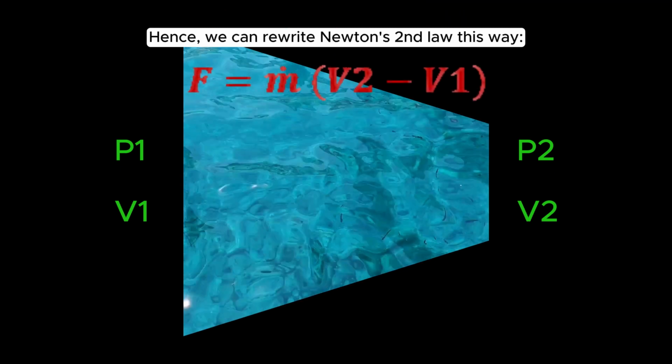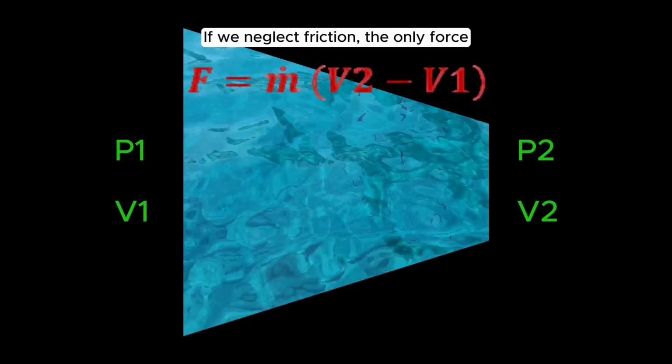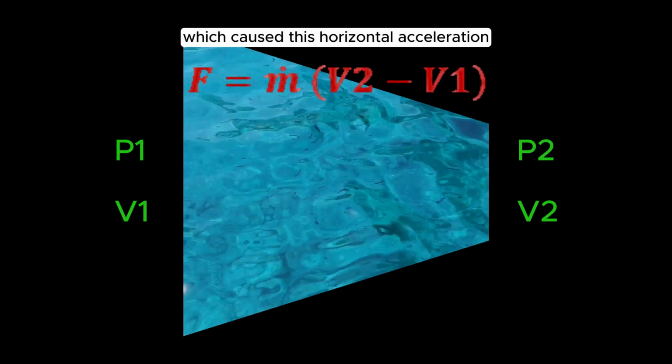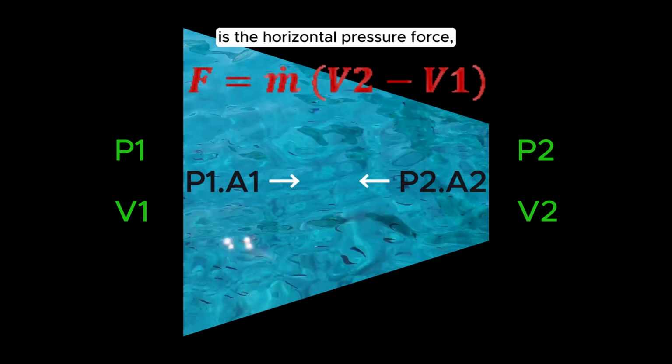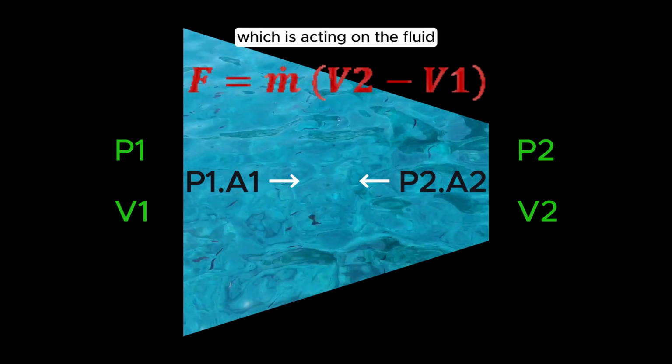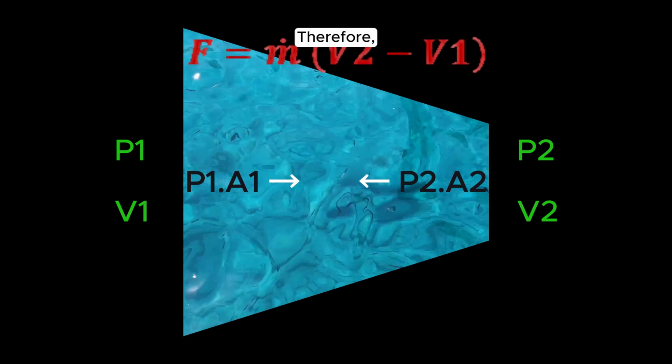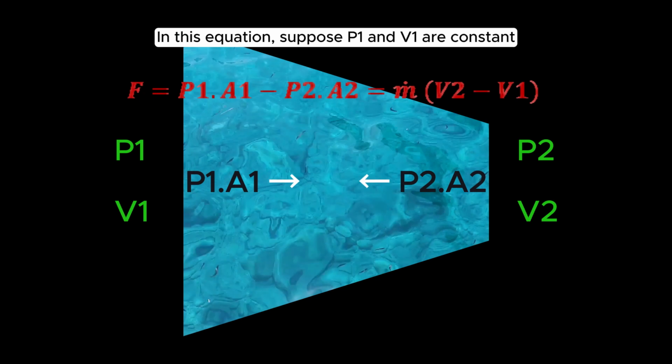Hence, we can rewrite Newton's second law this way. If we neglect friction, the only force which causes this horizontal acceleration is the horizontal pressure force, which is acting on the fluid at both the inlet and outlet. Therefore, the above equation can be written as in this equation.